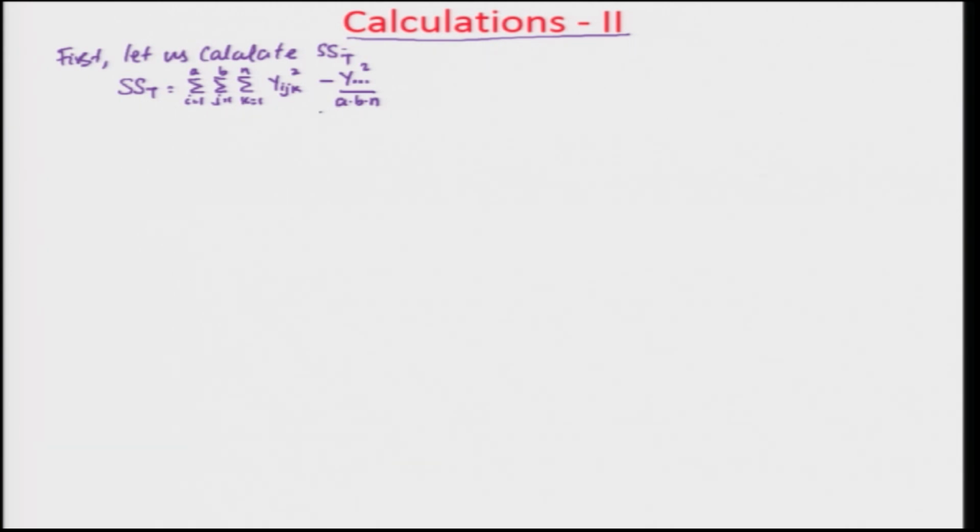So if you expand this, okay, let me use big N equal to A times B times n, which is 3 times 3 times 4. So that is equal to 36 in this particular case. Okay. So that is what we will be using as the denominator right here. Okay. So this will be equal to, when we compute this, 130 square.